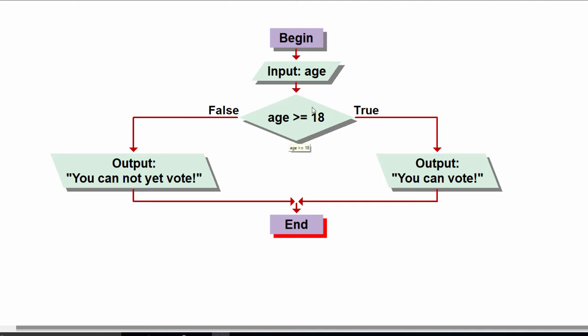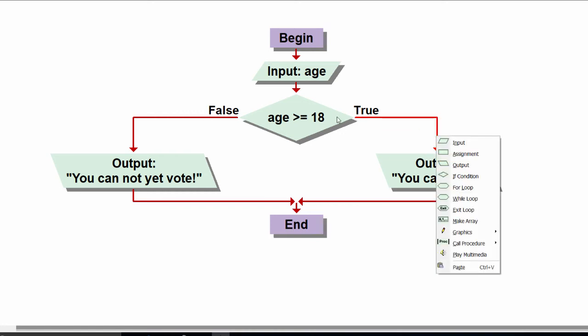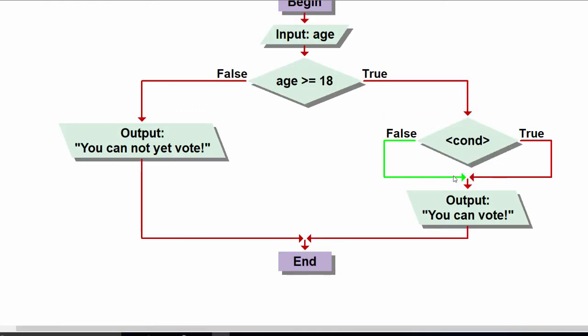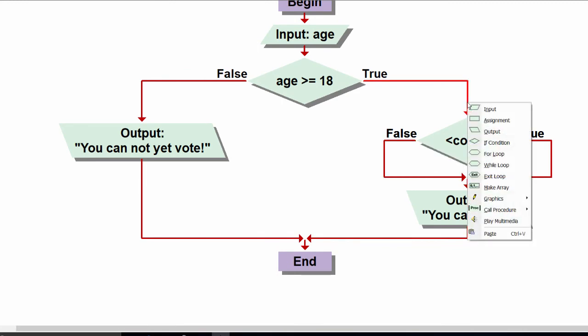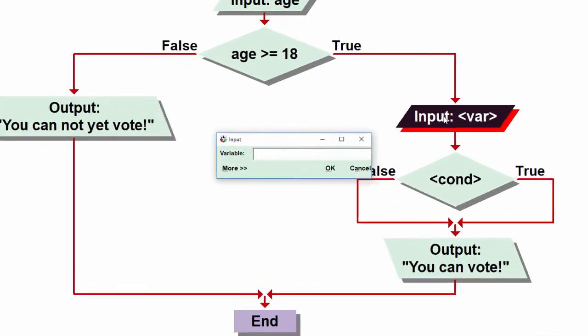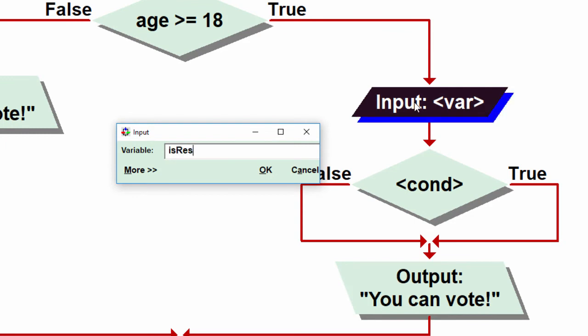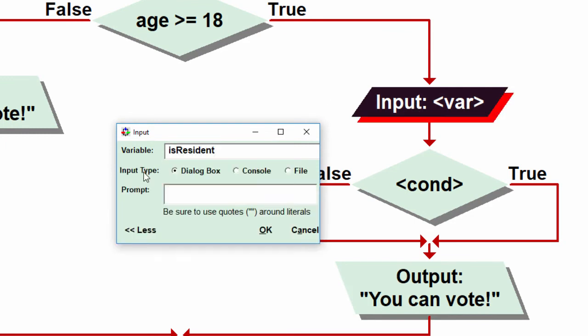First thing we want to do is verify your age. Yep, you're older than 18. And then if you are older than 18, I'm going to put another condition in here. And what I want to do is say, well, look, let's say that if you're a resident of the county, then you can vote. Well, first thing we have to do is ask the user if they're a resident. So we're going to set up a variable called isResident, and we'll just say, enter y if resident or n if not.